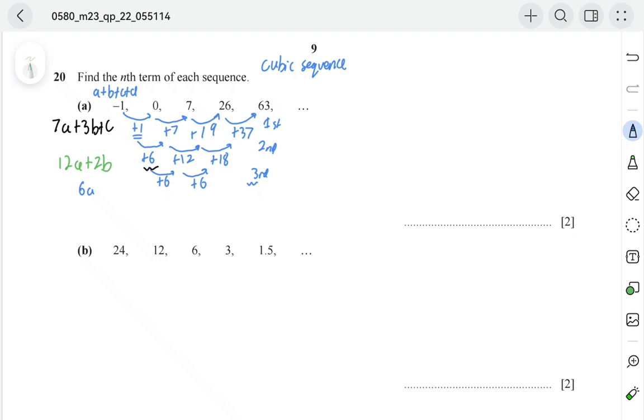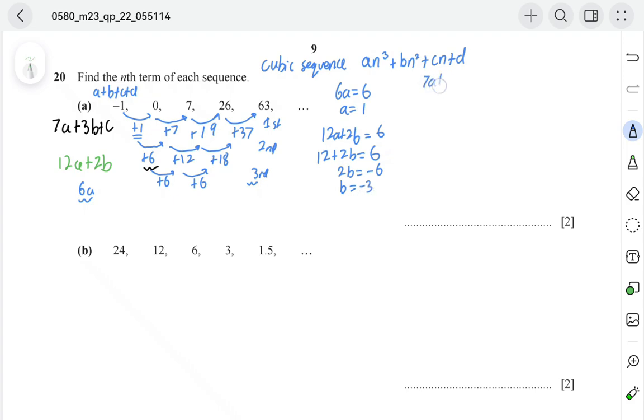So using this, we can find the cubic sequence formula, which is an cubed plus bn squared plus cn plus d. Let's start off with 6a. 6a equals 6, therefore a equals 1. Now 12a plus 2b equals 6. We know that a equals 1, so 12 plus 2b equals 6. 2b equals minus 6, b equals minus 3.